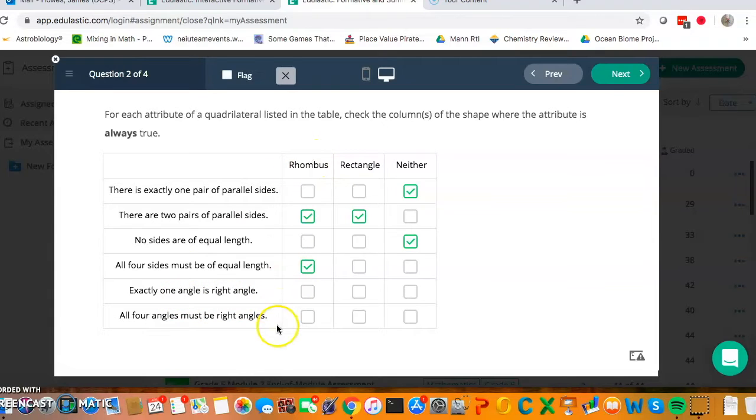And the rhombus, because of the fact that it has equal sides, if I have one right angle, they would all have to be right angles. So that's true for neither. All four angles must be right angles. I just said that's the defining quality of a rectangle. But it's not always true for a rhombus.